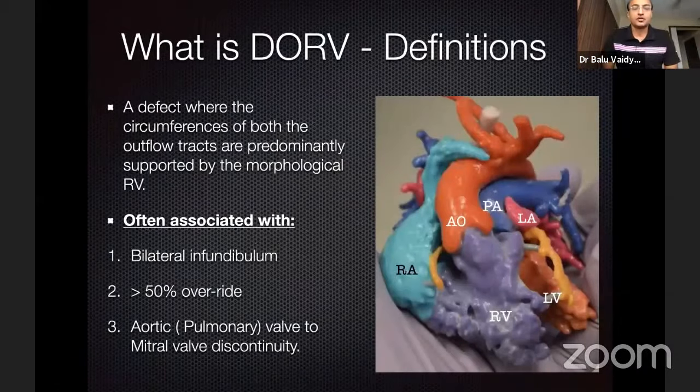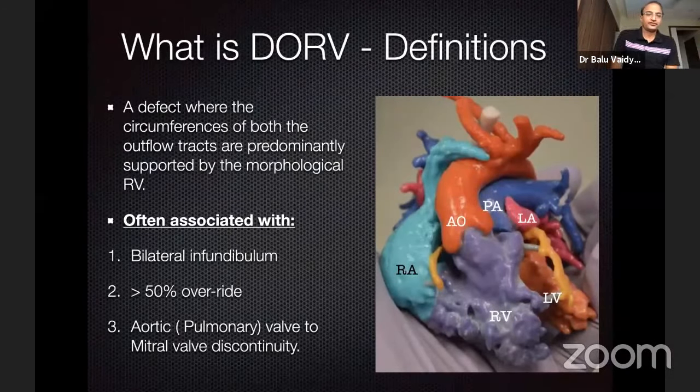So what is double outlet right ventricle? In simple English, we can say that this is a heart defect where both the outflow tracts are emerging from the right ventricle. In a more sophisticated cardiac jargon, we can say that it's a defect where the circumferences of both the outflow tracts are predominantly supported by the morphological right ventricle.